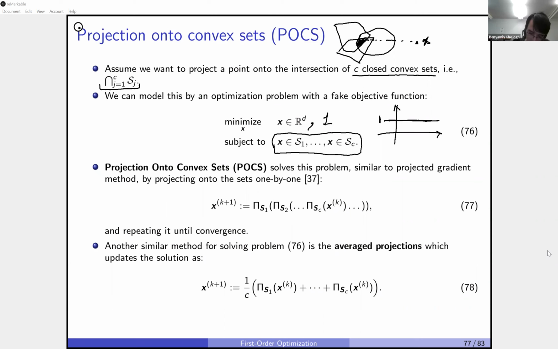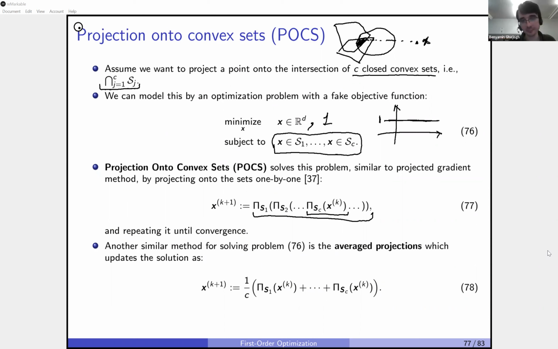And what is the projection onto the constraint? We are doing it iteratively. We can do it in different ways. Either project first onto one of the sets, then project the solution of that projection onto the second set, then the third set. So we have some order.